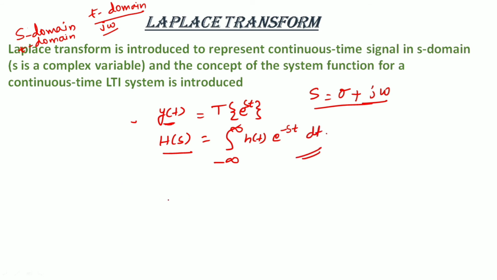In general, we write it like this: X of s is equal to the integral from minus infinity to infinity of x of t e to the power minus st dt. Sorry, for the frequency domain we generally refer to it as just omega.